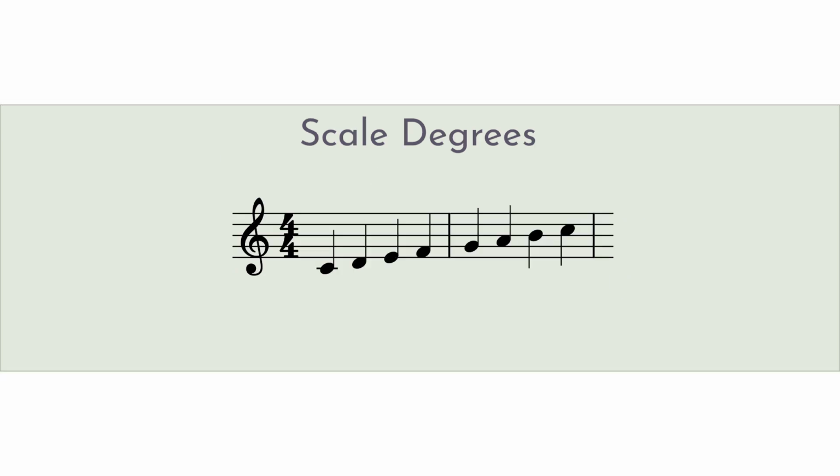In Western music, scales mostly have 7 degrees, or in other words, 7 notes. Each degree has its own unique name. The most important degrees are the tonic, the subdominant, and the dominant. The scale degrees are also denoted by Roman numerals.